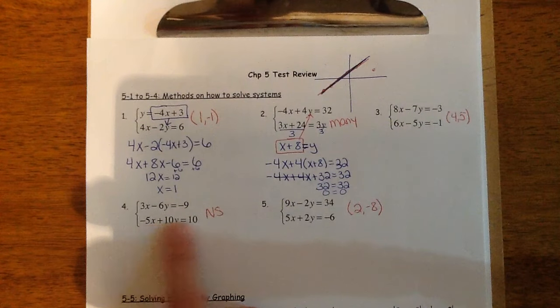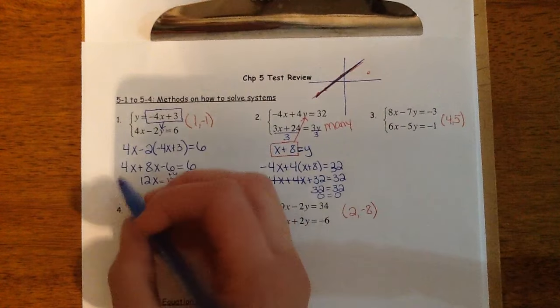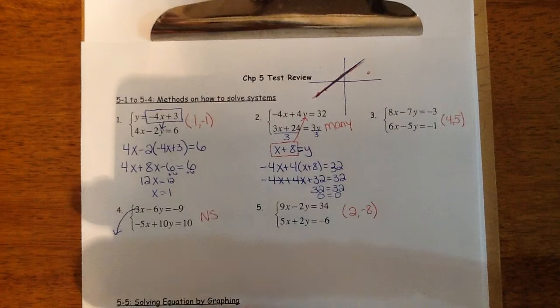Now we talked about either looking at the slope, looking at the intercepts. We talked about getting them into y equals. So why don't I do that? Why don't I get them into y equals? So I'm going to take this first one and just solve it for y.